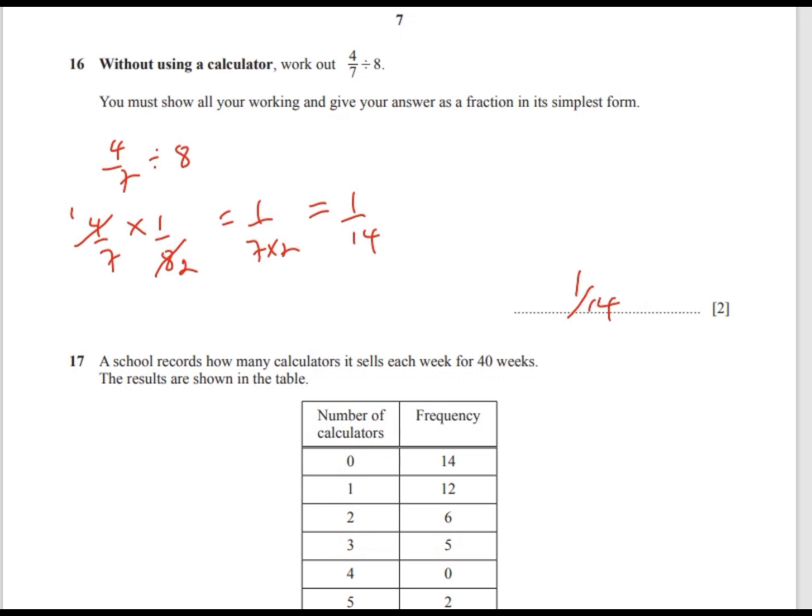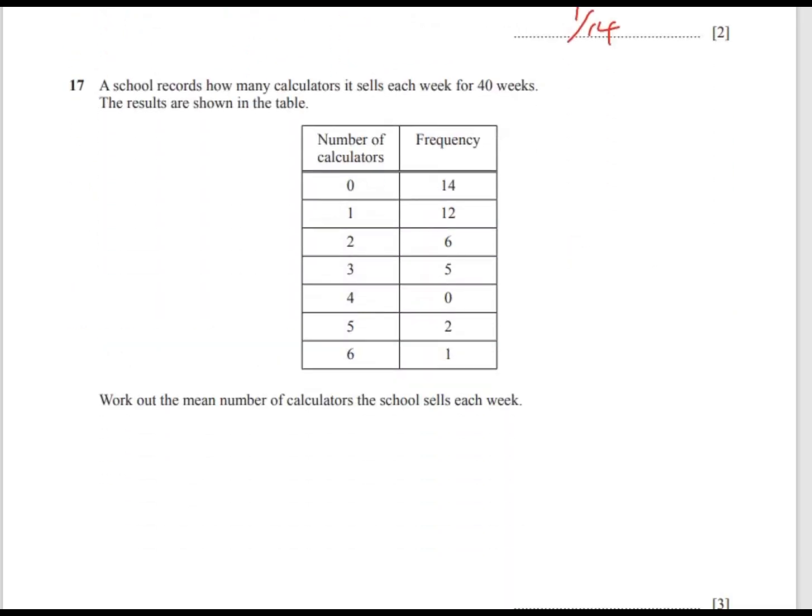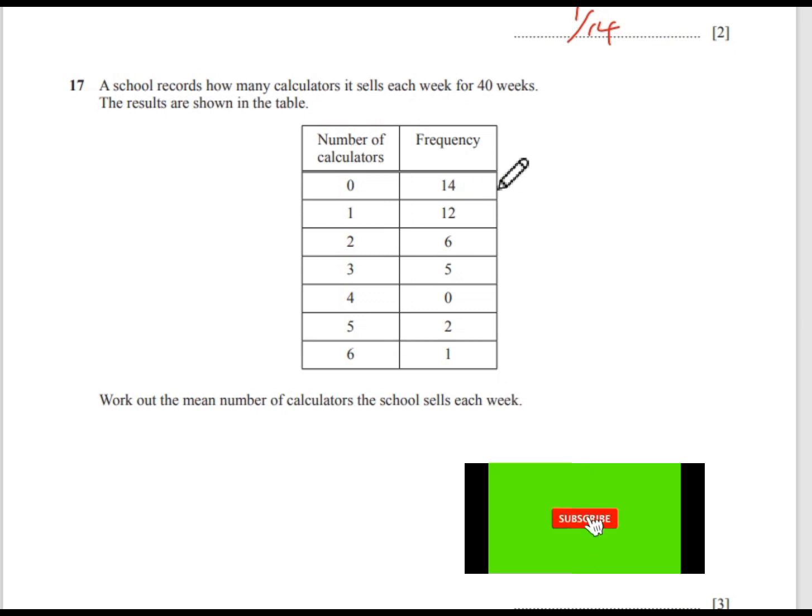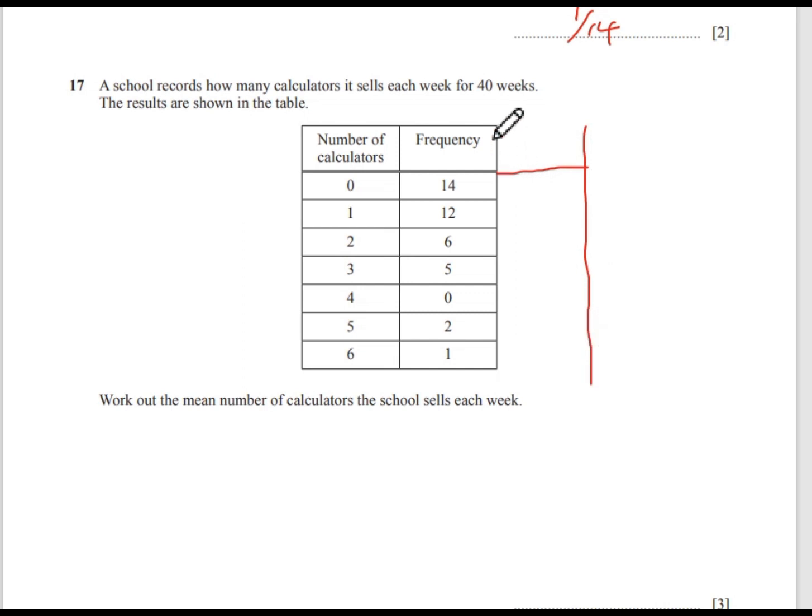And number 17, a school records how many calculators it sells each week for 40 weeks. The results are shown in the table: the number of calculators and the frequency. Work out the mean number of calculators the school sells each week. To do this, we can draw a third table. Let's draw a third table here.